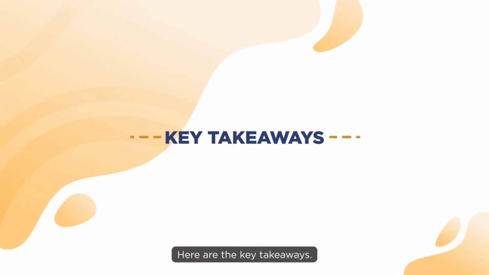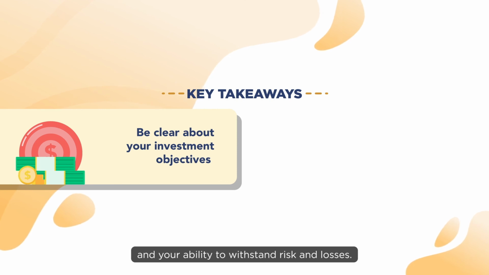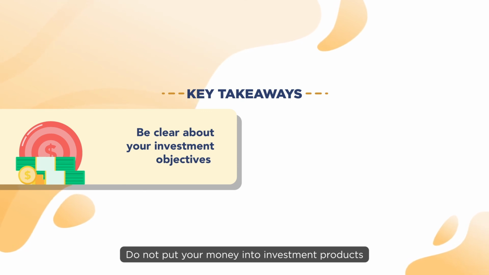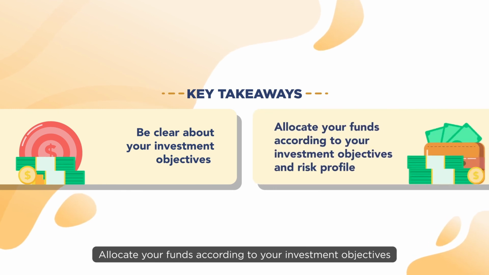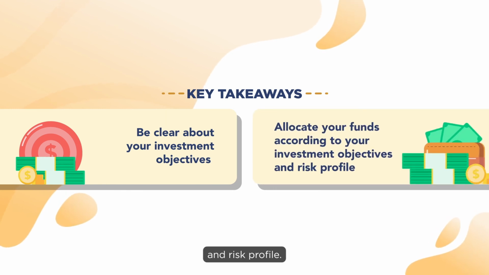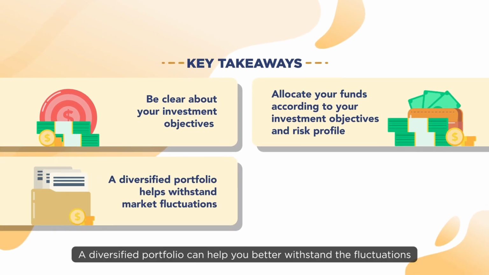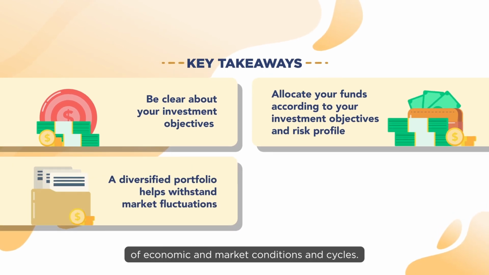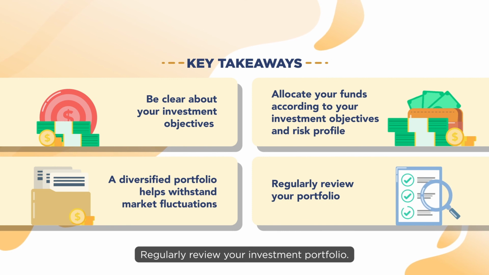Here are the key takeaways. Always be clear about your investment objectives and your ability to withstand risk and losses. Do not put your money into investment products that you do not understand. Allocate your funds according to your investment objectives and risk profile. A diversified portfolio can help you better withstand the fluctuations of economic and market conditions and cycles. Regularly review your investment portfolio.